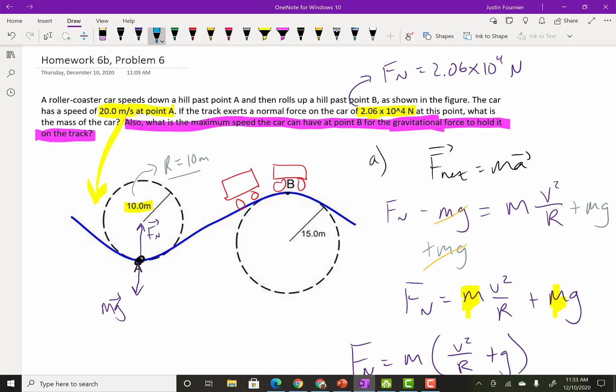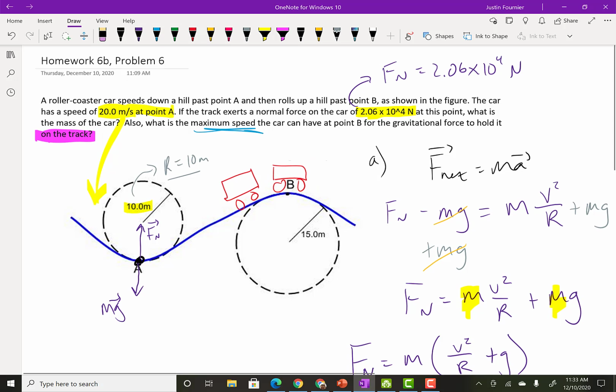So what this question is basically asking is, what's the maximum speed this car can move so that its wheels are still touching the ground, but if it went any faster, it would just bolt right off of this thing. That's what they're basically saying. So what's the maximum speed this thing can have so that it does that?